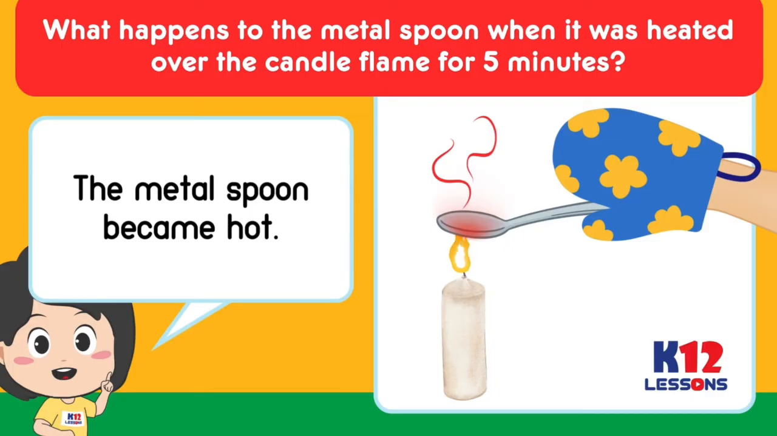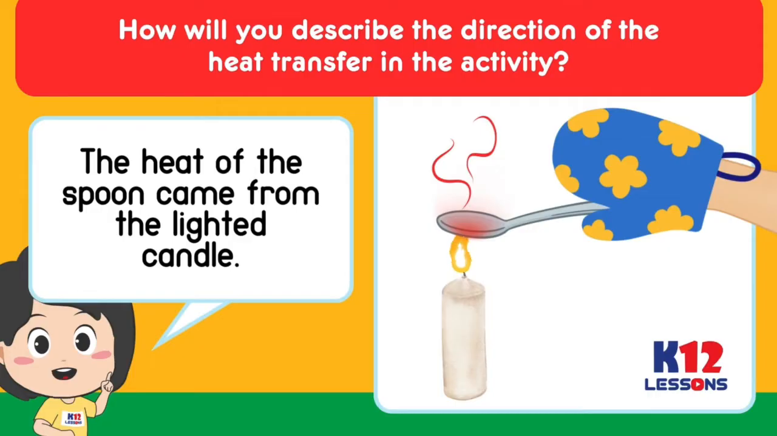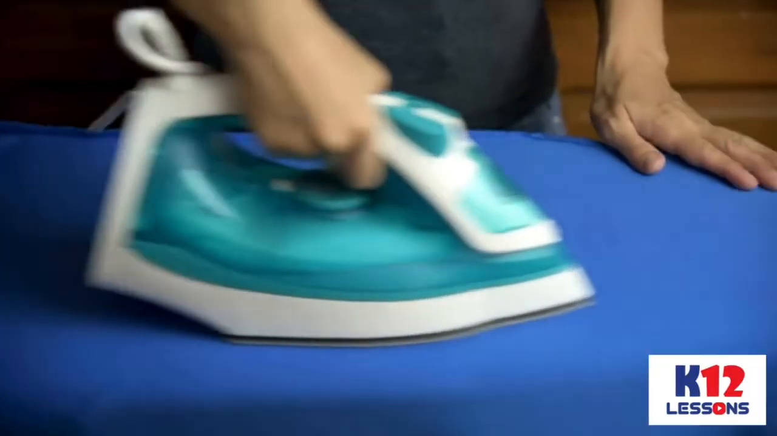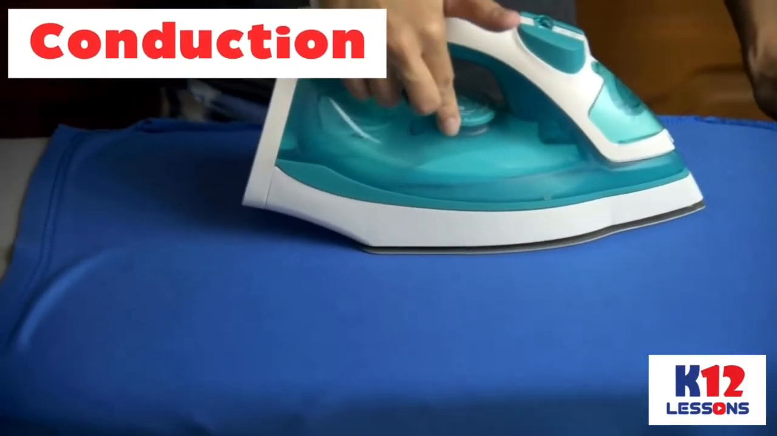The metal spoon became hot. How will you describe the direction of the heat transfer in the activity? The heat of the spoon came from the lighted candle. Heat can be transferred in many ways, and one of which is through conduction.